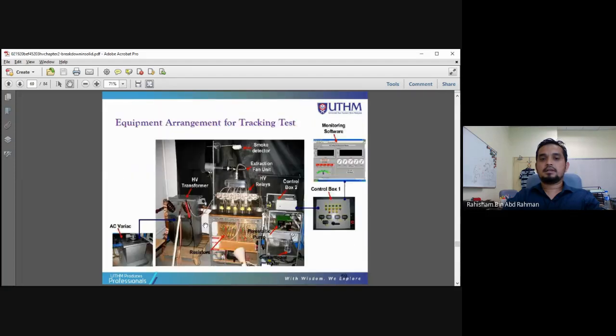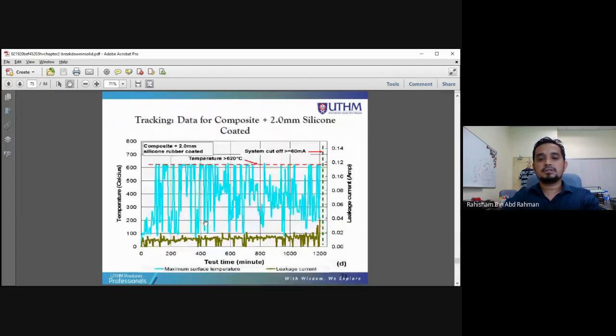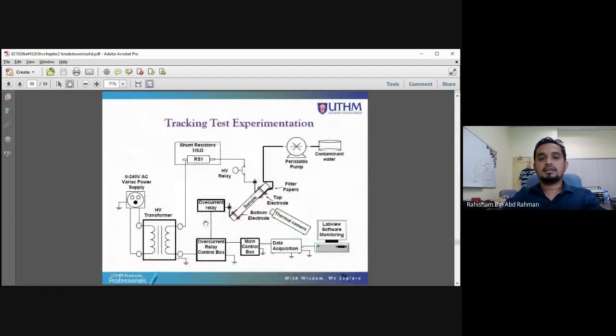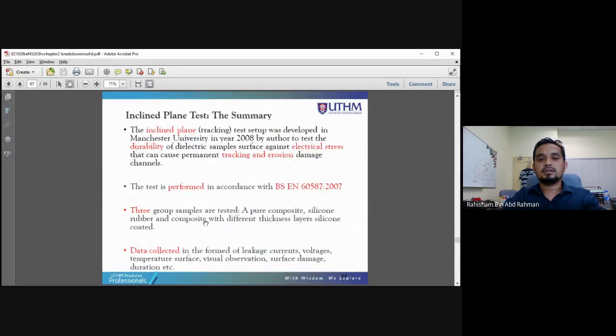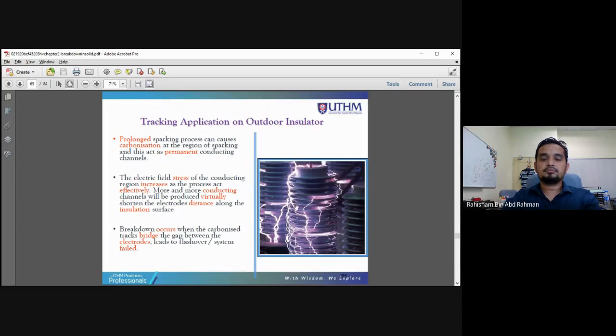Okay, and you don't need to worry about this one. You can read by yourself for additional knowledge. The tracking inclined plane experiment, no need, but you can always read. Obviously, we stop at this point.